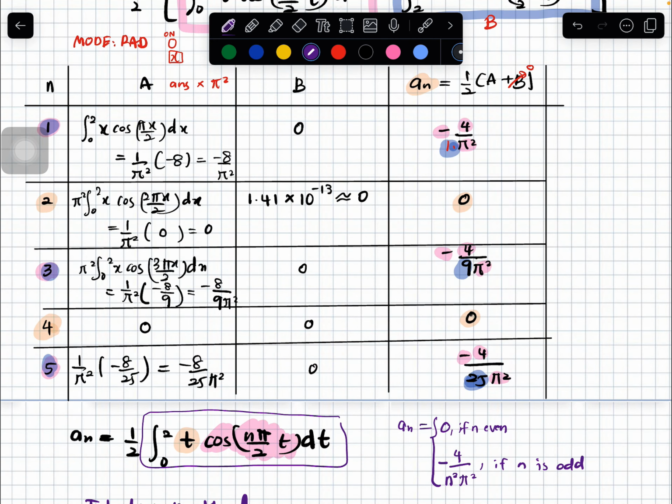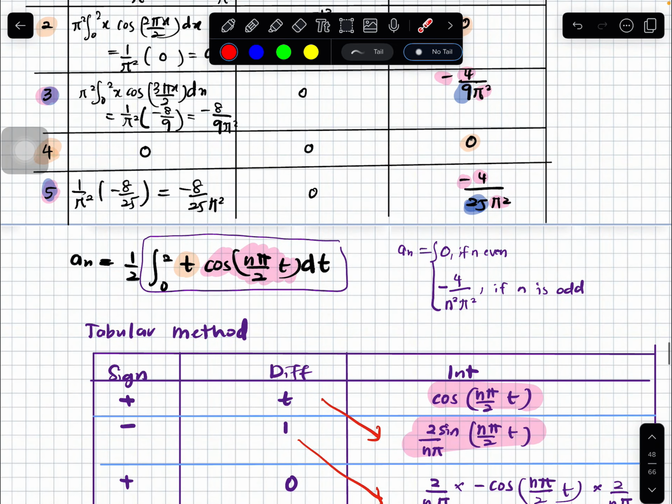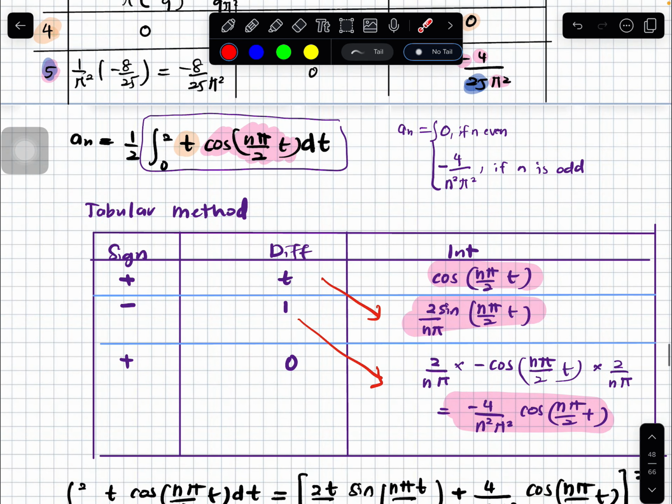Alright, in the previous video, we found an by using a calculator, okay? And this is what we have based on the pattern of n, okay? an is 0 if n is even, and an is negative 4 over n squared pi squared if n is odd, okay? So, if you don't like using your calculator, actually you can perform this integral by using the tabular method, okay, or integration by parts.